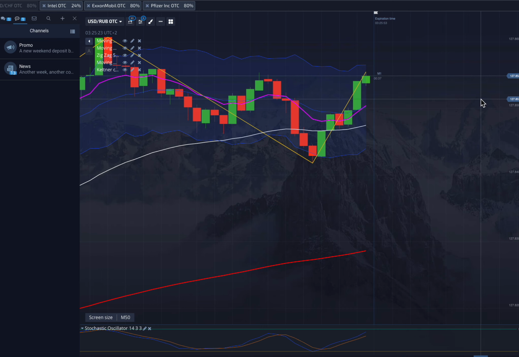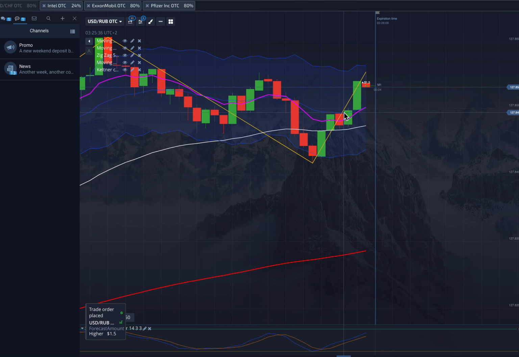I'm waiting for that 30-second. It's giving us the pullback. Today is about the pullback, guys. I took it. Remember I told you about the pullback on the candles.